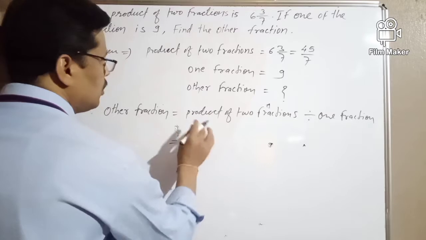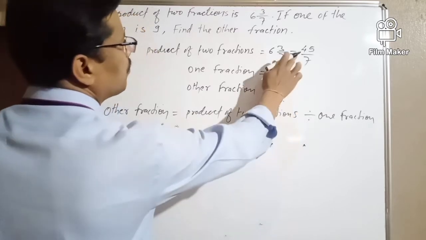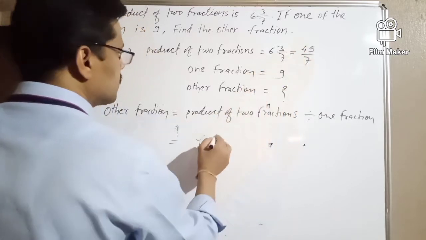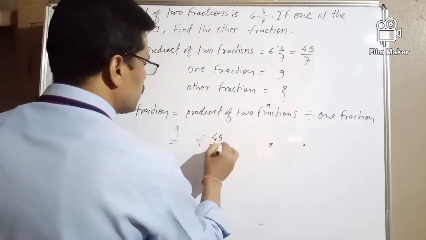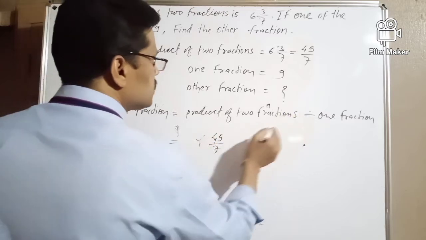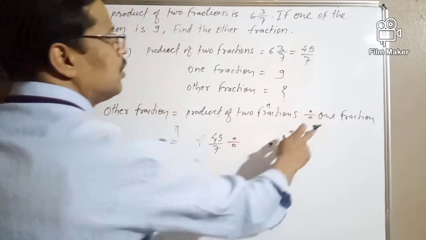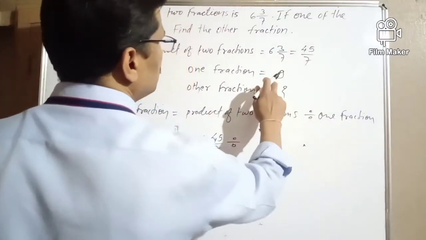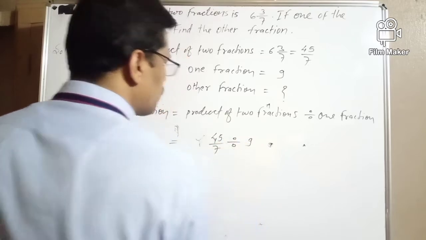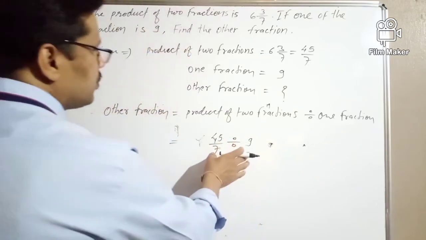Here we can write product of two fractions. What is the product of two fractions? 45 upon 7. So we write here 45 upon 7, division sign, and the division sign will come as it is. What is the one fraction? 9. So we write here 9. Now how will you divide?